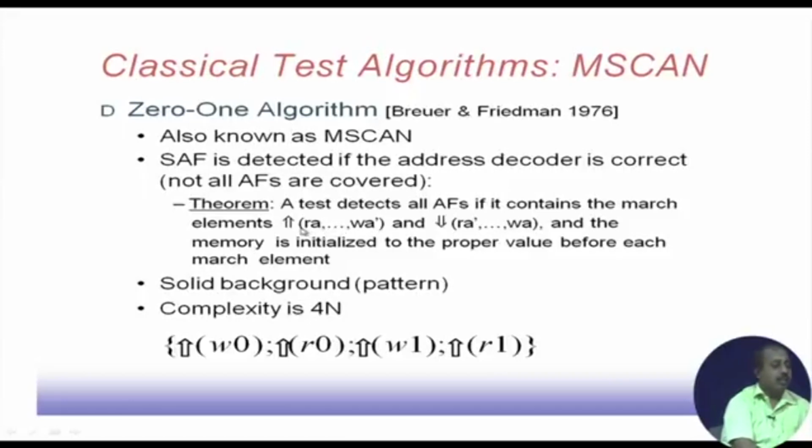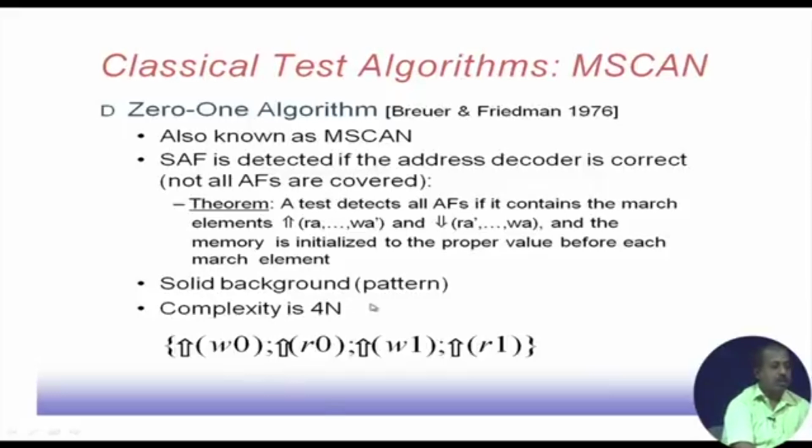So, if your set of march elements contains these 2 march elements, one march element starting with read A and ending with write A dash, and another march element coming in the descending order starting with read A dash and ending with write A, then this will be able to detect all address decoder faults. That tells us that all address decoder faults are not covered by this particular MSCAN or 0 1 algorithm.